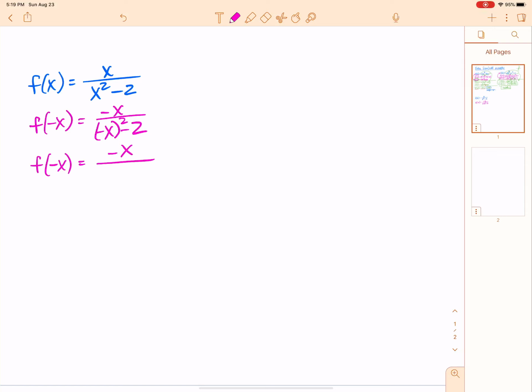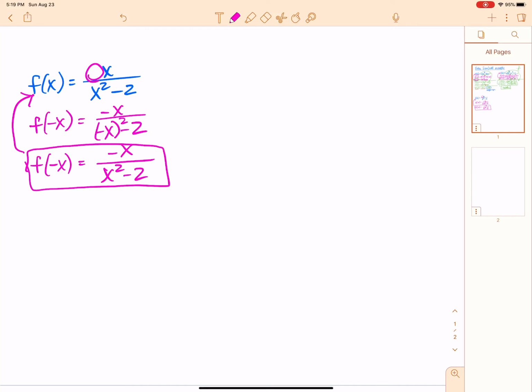Okay, so now I'm going to tidy this up a little bit. So I've got negative x up here. Negative x squared becomes a positive x squared. Okay, so look at this function. Is f of negative x equal to my original? Well, if you'll notice, there's no negative in front of the x in the numerator. So this means no. So this is not even.